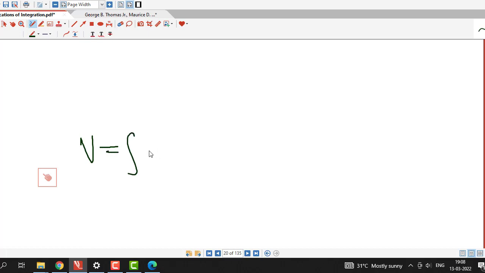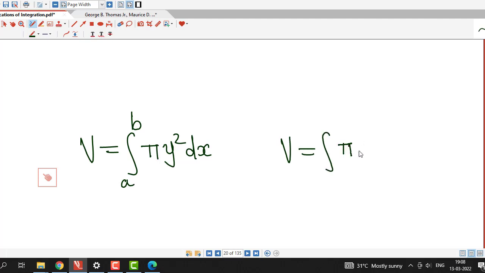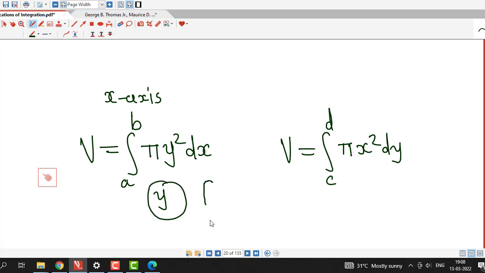If we have rotation about the x-axis, the formula is pi y square dx with given limits of x, and if rotation is about the y-axis, the integral is equal to pi x square, with the integral with respect to y from given limits of y. So here, for rotation about the x-axis, the radius of the circular disc will be y. Okay, this radius is going to be y, and that is going to be a function of x.